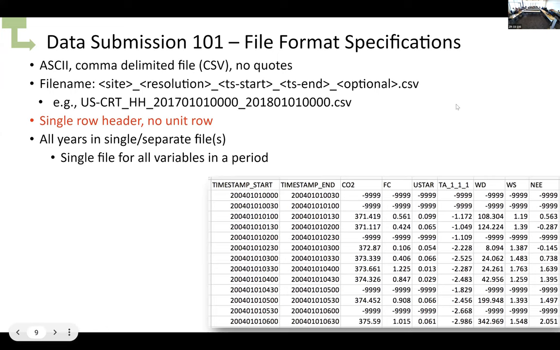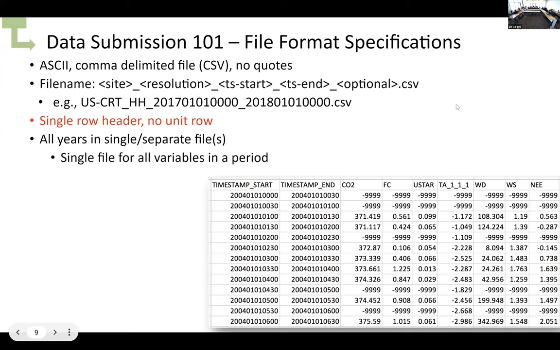You can see the example here, a one-line header. We have a standard list of the variables, so you can find that on our website. It shows what the variable should be called, their unit, their sign convention, and then we have a definition for all of them. So make sure you use those. You don't have to provide a separate line for the unit.